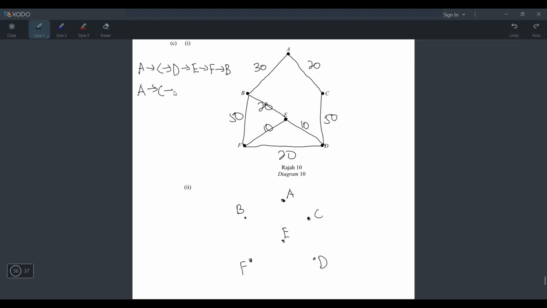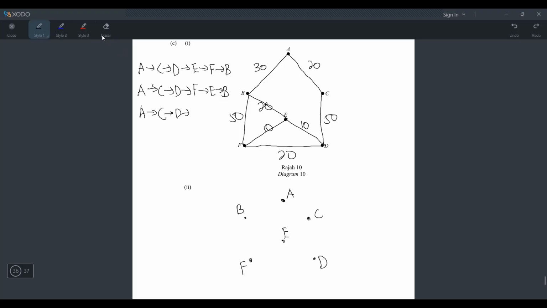So we can also go to C and then go to D, but then we don't go to E. Maybe we go F, E, B like that. Or we can go to C and then D also, but then we don't go E, F, B; we go E, B, F.